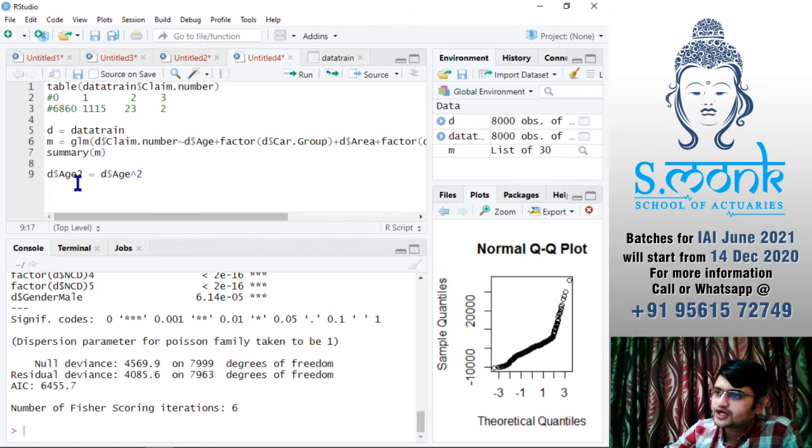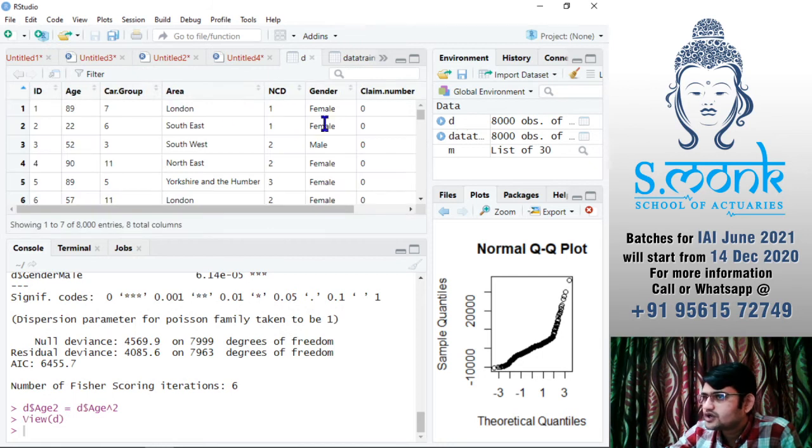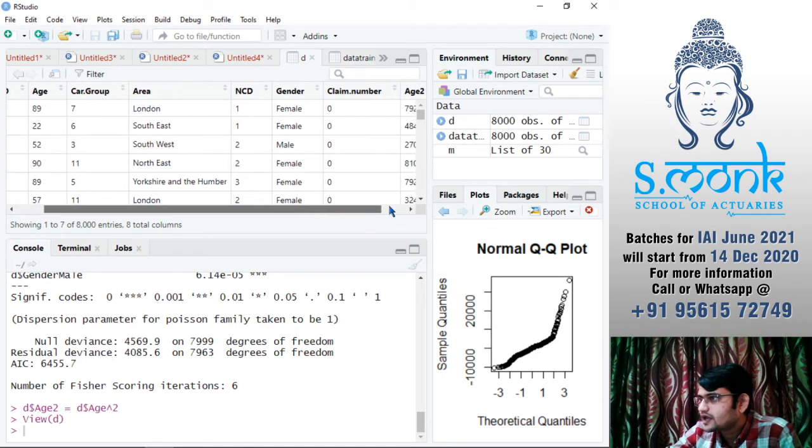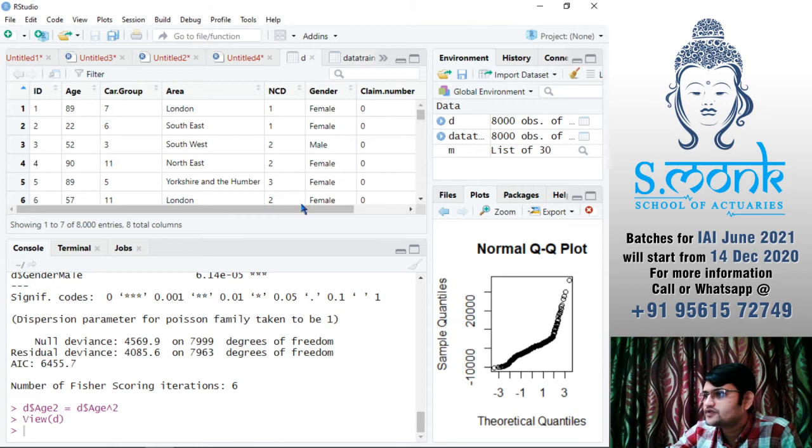So if I want to create a vector, create a column, all I have to do is just name it. Okay, so I have named a new column, so automatically it will create a new column and add this value. If I say control enter, I see D, you can see that now I have age, car group, area, NCD, gender, claim, and I have now age 2.